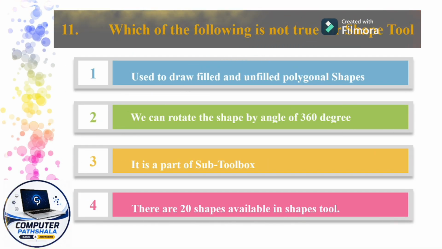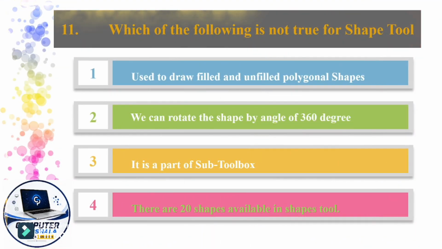Now we'll move to the next question. Which of the following is not true for shapes tool? Option 1, 2, 3 or 4. Read all the options and think about the correct answer. The time starts now. The correct answer is option 4. There are 20 shapes available in the shapes tool.